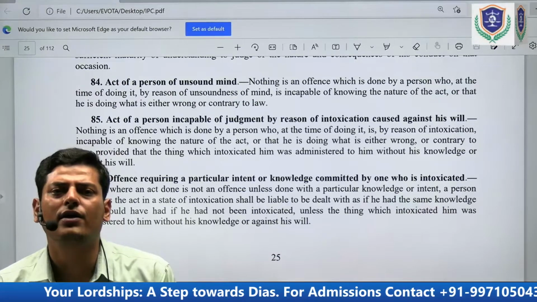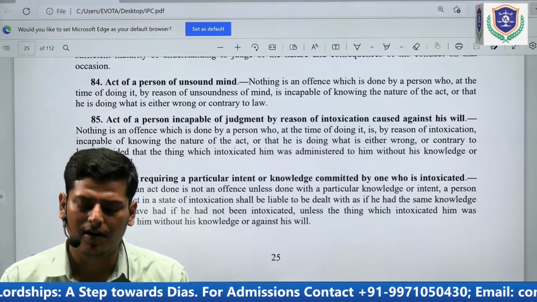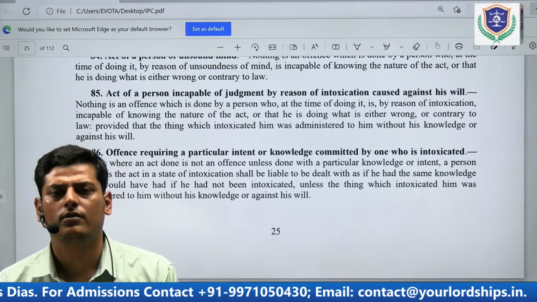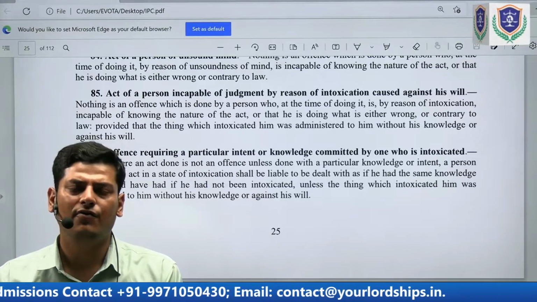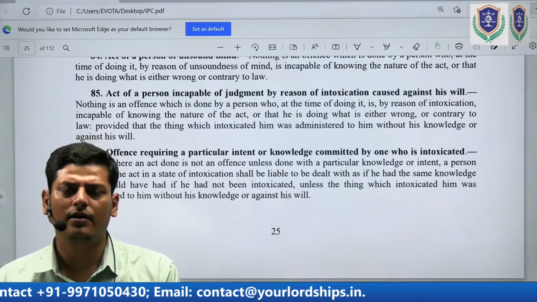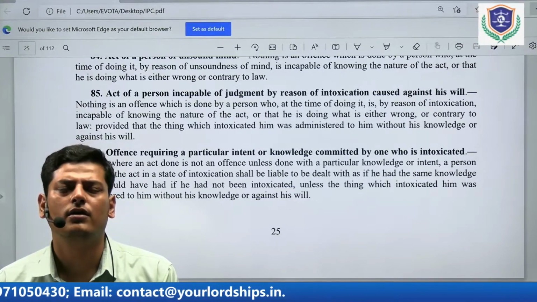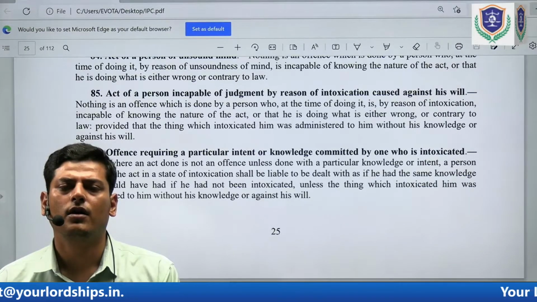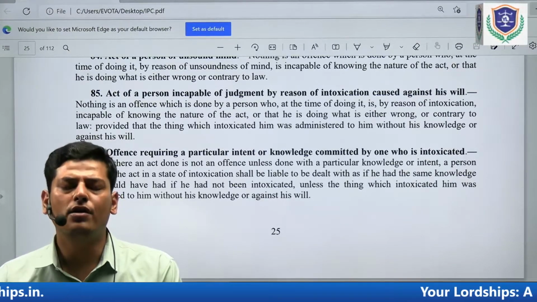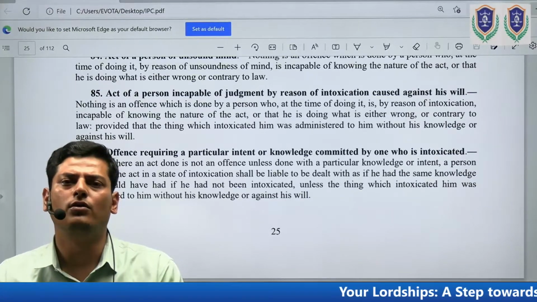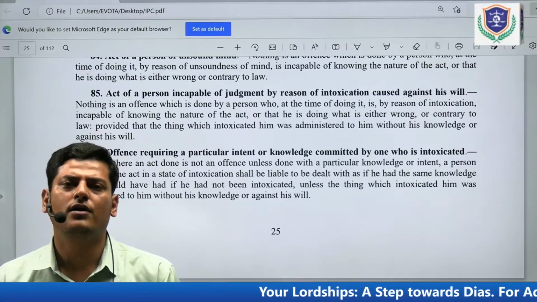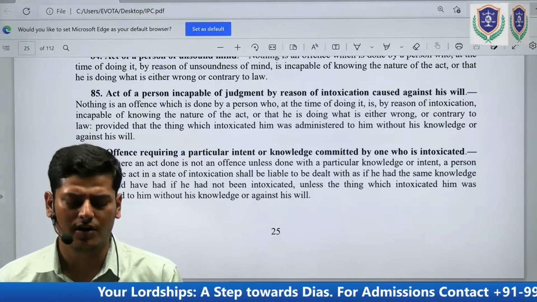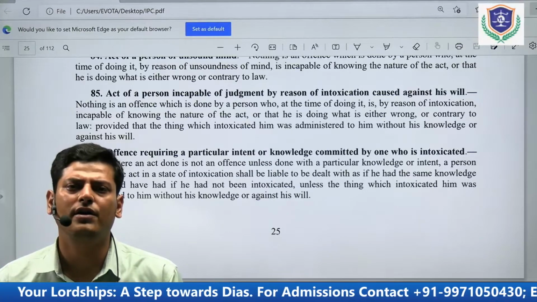So the defense of intoxication has been dealt with under Sections 85 and 86. Section 82, 83 deal with infancy, 84 insanity, and 85 and 86 deal with the defense of intoxication. Meaning thereby, what the defense is all about. Section 85 basically deals with involuntary intoxication, and Section 86 covers the cases of voluntary and involuntary both.